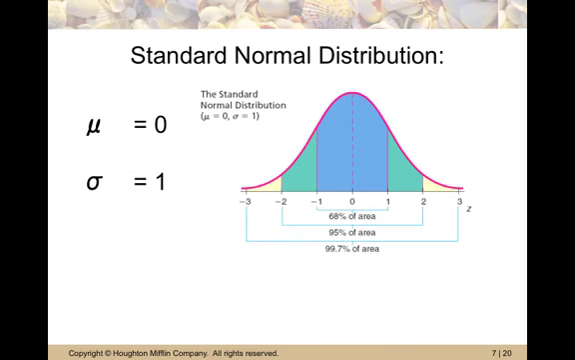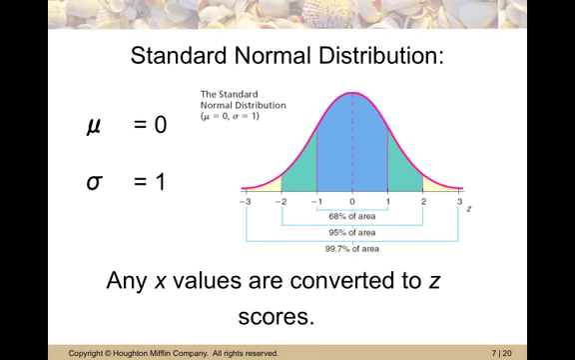Alright, remember the standard normal distribution is the z distribution. The mean is 0, the standard deviation is 1. Here we have our nice normal distribution. Since the standard deviation is 1, 68% of the area is between negative 1 and 1, 95% of the area is between negative 2 and 2, and 99.7% of the area is between negative 3 and 3. Remember, any x values can be converted to z-scores, and they're not always going to end up on an integer, so you could end up with a z-score of 0.27. Well, how do we find the area to the left or to the right of that? That's what we're going to talk about today.